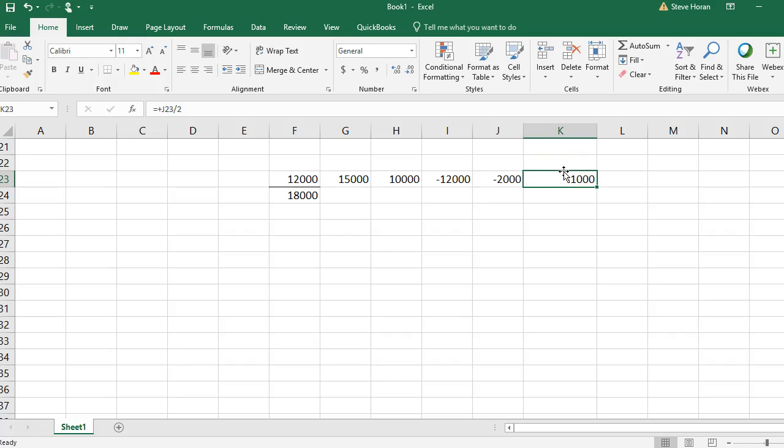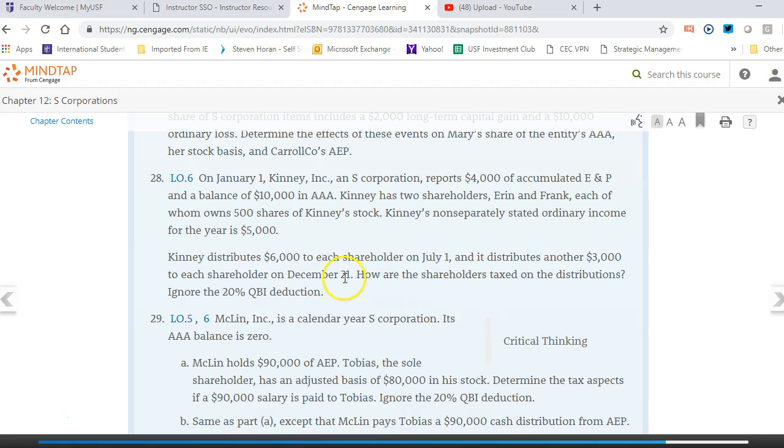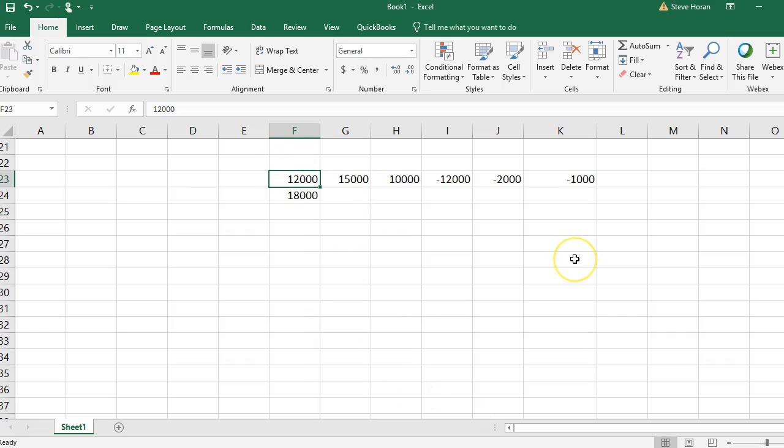Then I do the same thing for the last distribution. So the last distribution, the one done on December 21, that was 3,000 each for a total of 6,000. So this becomes 6,000, still times 15, and the same story. But then here, instead of subtracting 12,000, I subtract 6,000, and that's $1,000 divided by 2 is 500. So the second distribution, each pays a dividend of $500.